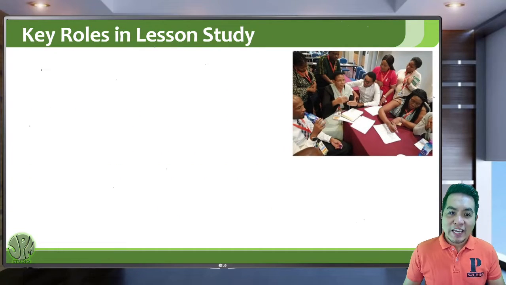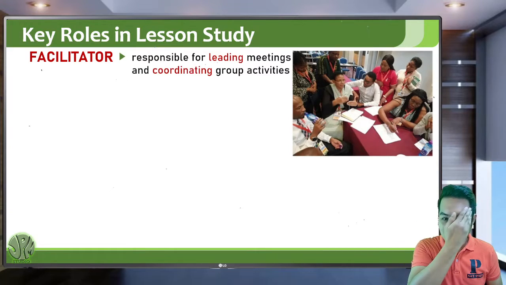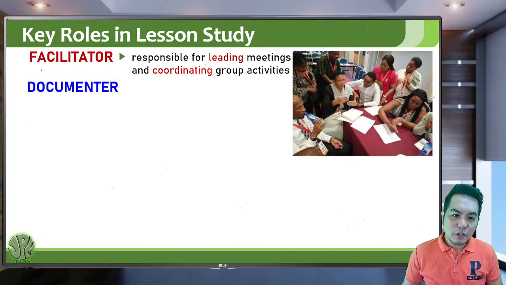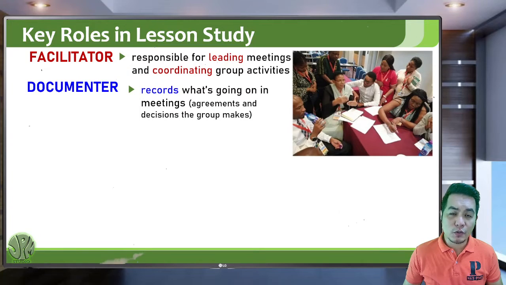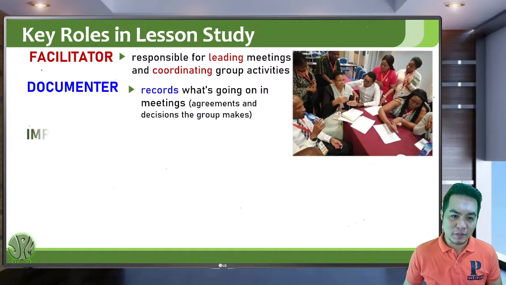So what are the key roles in lesson study? Basically, this defines the roles of each member of the lesson study group. The first member is the facilitator. The facilitator is responsible for leading meetings and coordinating group activities. The documenter records what's going on during the meetings, especially during the planning stage and the post-lesson reflection and discussion stage. So that's the role of the documenter.